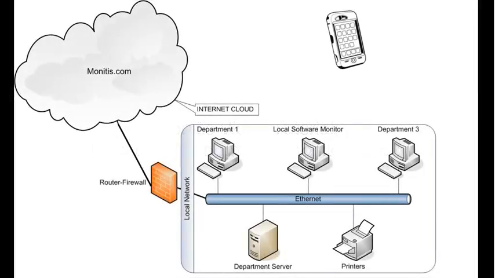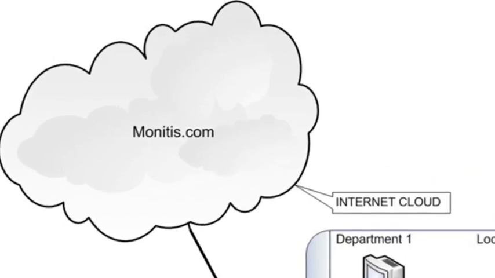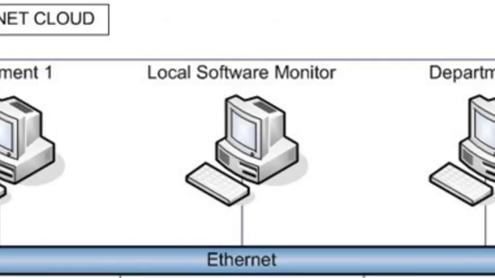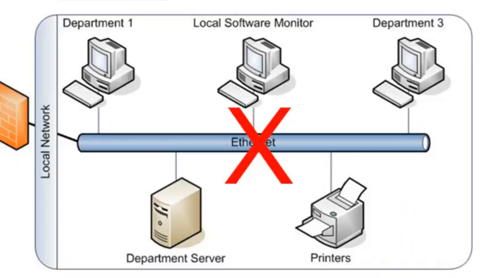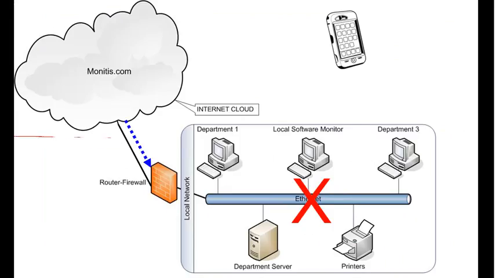This means that applications and data are hosted in the cloud, and alerts are sent from locations external to your network. This is very important, as if you use a local software-based monitoring solution, and you have a network outage, then you won't receive any alerts. But Monitus will still be able to detect a network outage, ensuring that you will always receive alerts.